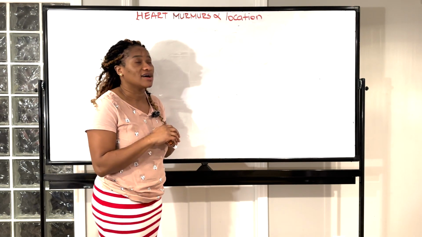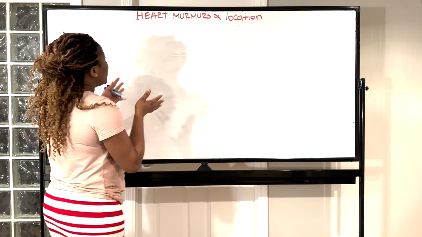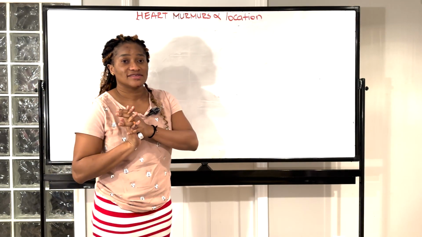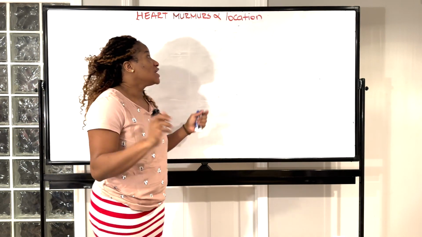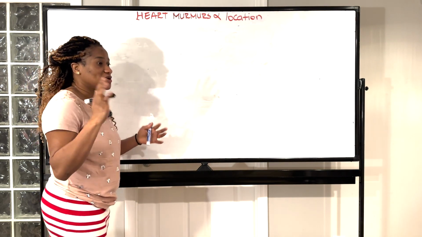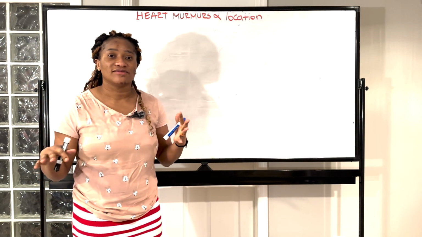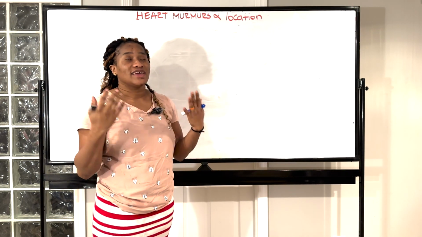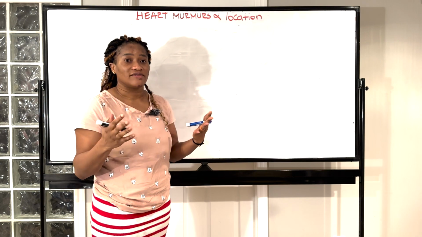Now, heart murmurs and their location are very useful in clinical practice and for us students too. Before we go into the depth of the topic, we need to understand what happens during the cardiac cycle inside the heart in relation to the four chambers and also the valves.